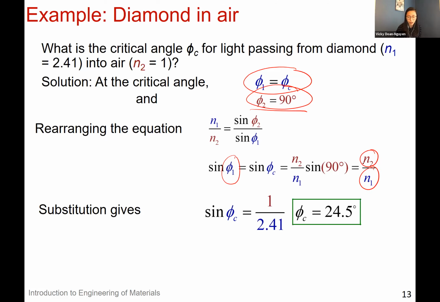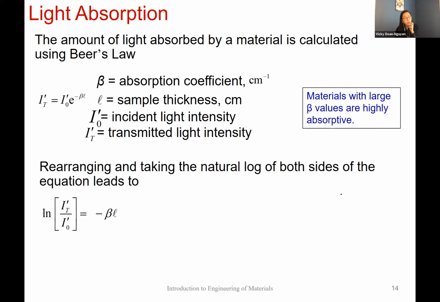So we can solve that by replacing the index of refraction for N2 with 1, and the index of refraction for diamond is 2.41. Now we take the arc cosine, or sorry, arc sine, and we get that the critical angle for diamond is 24.5 degrees. So of course, higher than this, we will get internal reflectance. So that's one way to manipulate Snell's law.